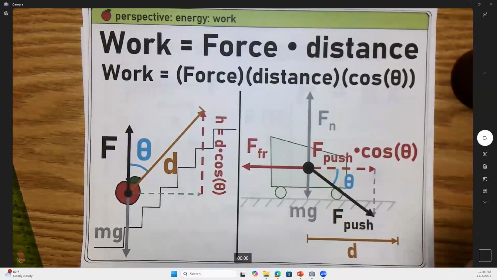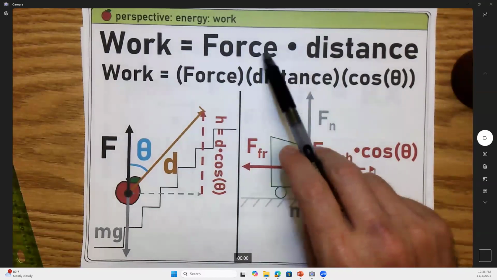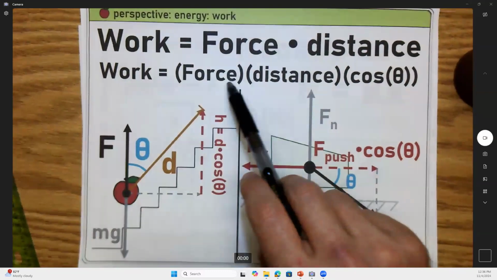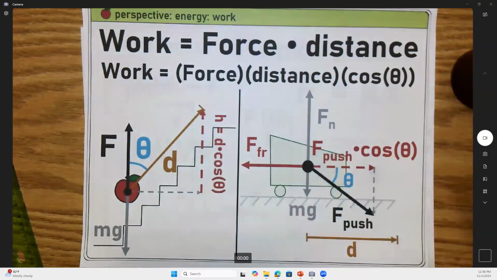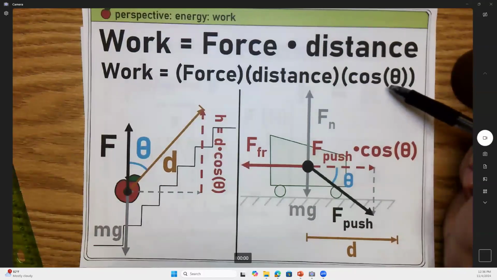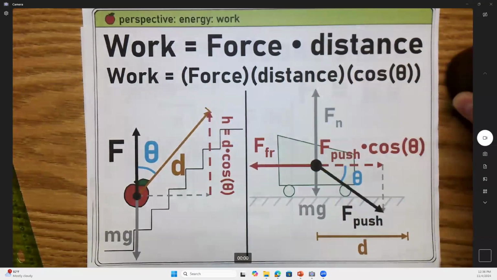When you see this dot product, force dot distance, it's the magnitude of each, so force times distance times the cosine of the angle between them, right? If they're all in the same direction, cosine of 0 is 1, so you get 100% of the effect. If they're perpendicular to each other, like moving this across the room, you get nothing. Cosine of 90 degrees is 0. And for any angle between, you take the cosine.